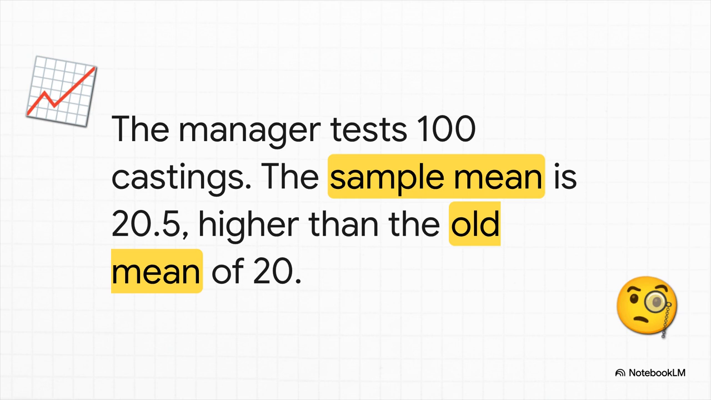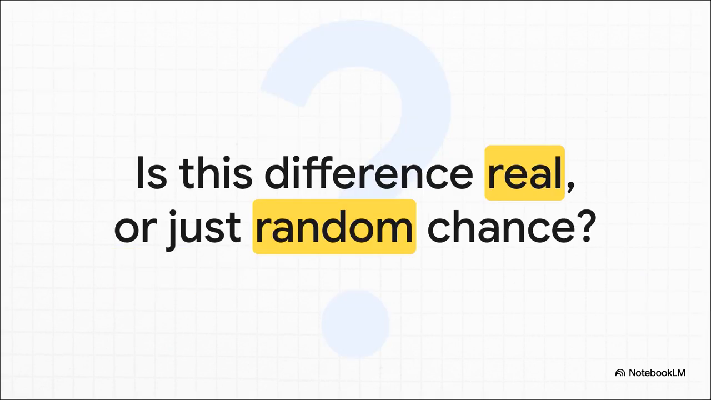But is it enough? But wait a second. Is that 0.5 difference really meaningful? Or is it possible that we just got lucky? Maybe this particular sample of 100 castings just happened to be a bit harder by pure random chance. This is the million-dollar question of the trial, and the answer comes from something called the p-value.